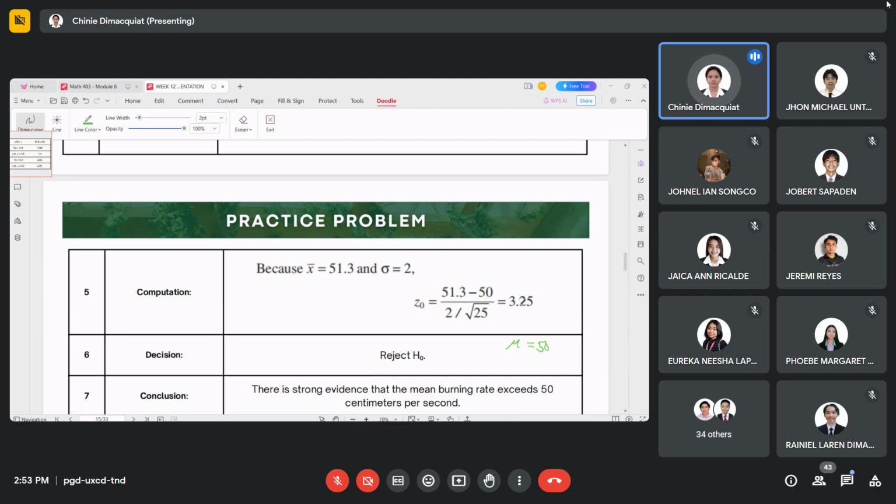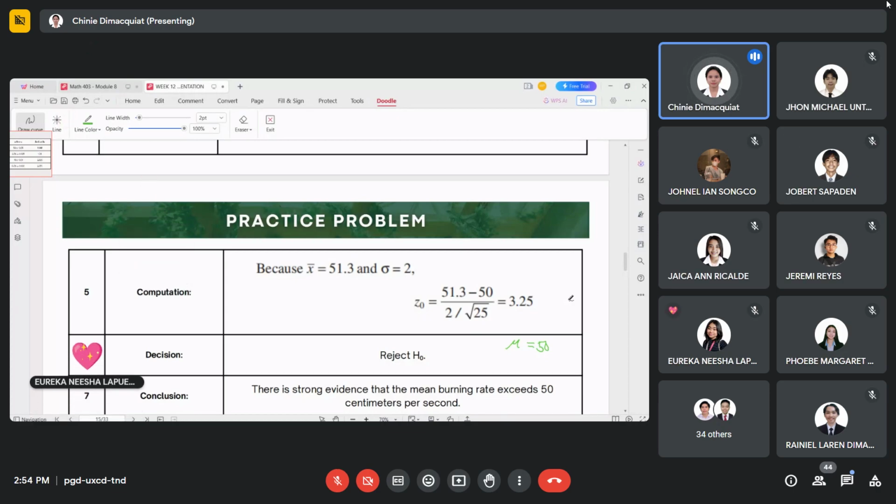Ayan, may question ba kayo dito sa ating practice problem? Or may part na gustong ipa-clarify? Wala naman. Yung iba po. So nakakahabol naman po. Nagigets kung paano natin i-accept or i-reject yung ating null hypothesis. Okay, so mukhang nagets naman. Okay, thank you.